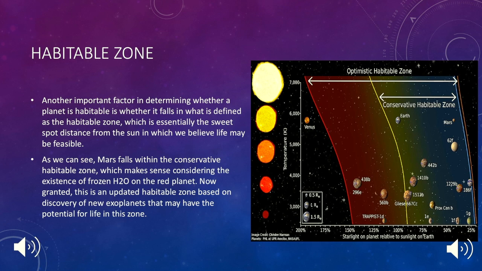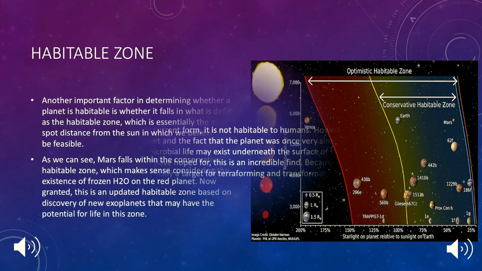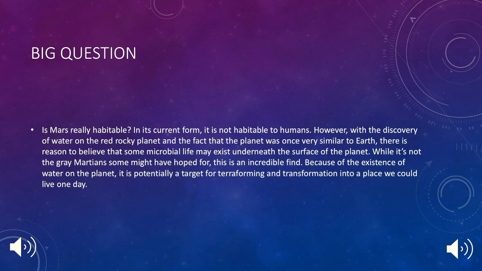Now keep in mind this is an updated habitable zone compared to the one we've used for a long time. And that's partially just because of the discovery of new exoplanets, as you can see below, that may also house life. But anyways, as we can see, Mars does fall within the conservative habitable zone, which makes sense considering the planet does have water, whether it's frozen or liquid. And this tells us that the planet may currently house life or may have once housed life.